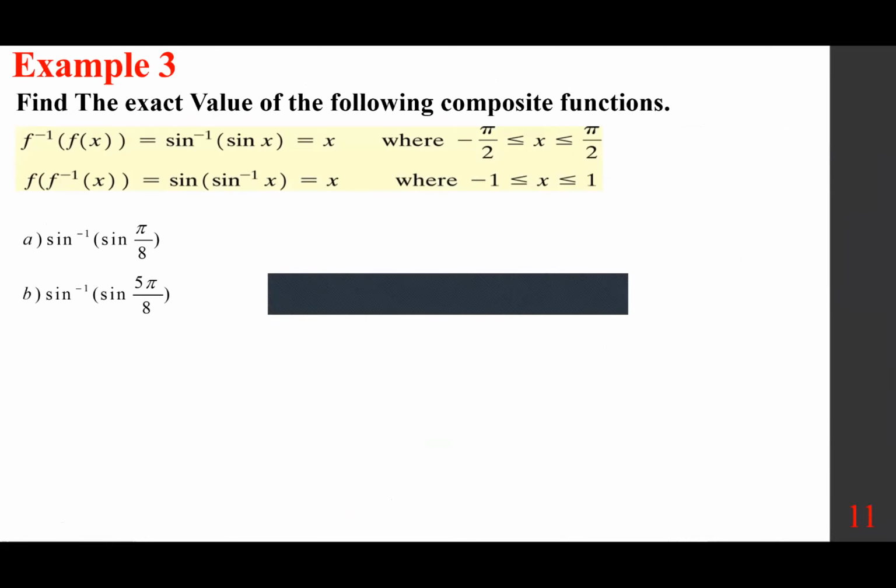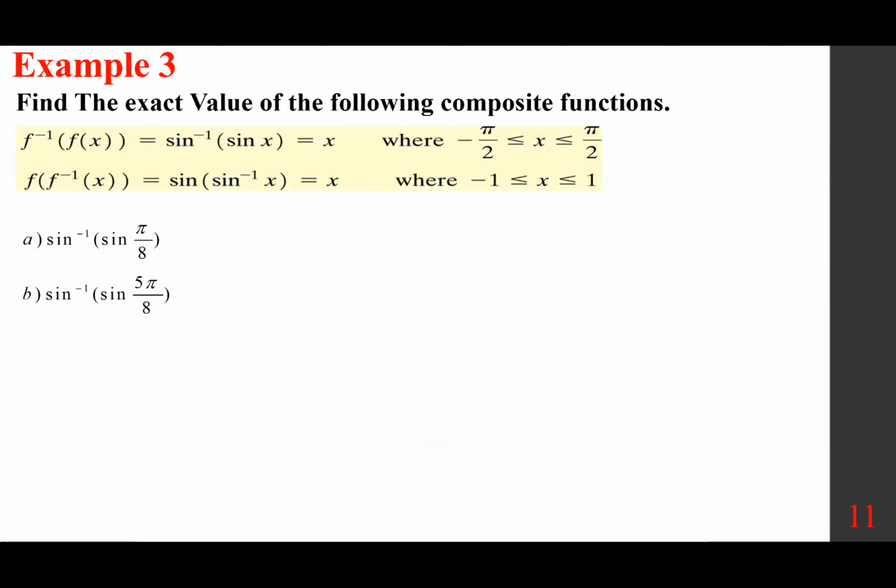All right, let's move on. I just wanted you to be exposed to the usage of a calculator. We are interested in finding sine inverse of sine of pi over 8.